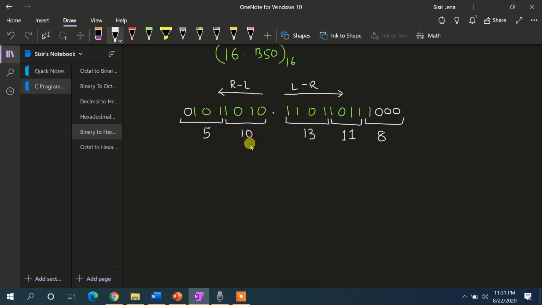In hexadecimal 10 is known as A, 13 is known as D, and 11 is known as B. So what is the answer now? The answer will be 5A dot DB8. This is the hexadecimal equivalent of the given question. Got it? I hope you understand how to convert a given binary number to its corresponding hexadecimal number, as well as how to convert a fractional binary number into the corresponding hexadecimal number.